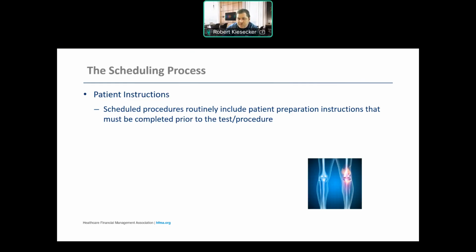Examples of commonly used patient instructions include: refrain from eating or drinking anything after midnight; take all prescription medications on the day of the test. Okay, so sometimes we may ask the patient not to take the medication. Sometimes we will ask them to take the medication. It just depends on where we're at with that.